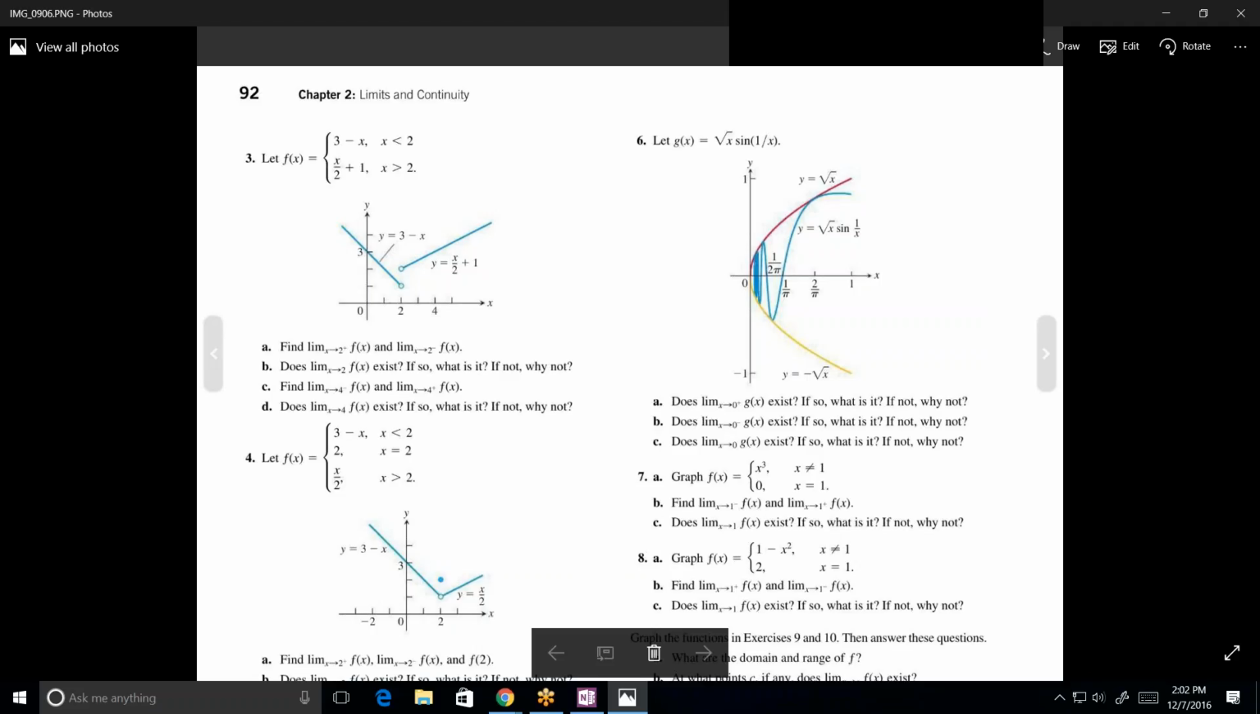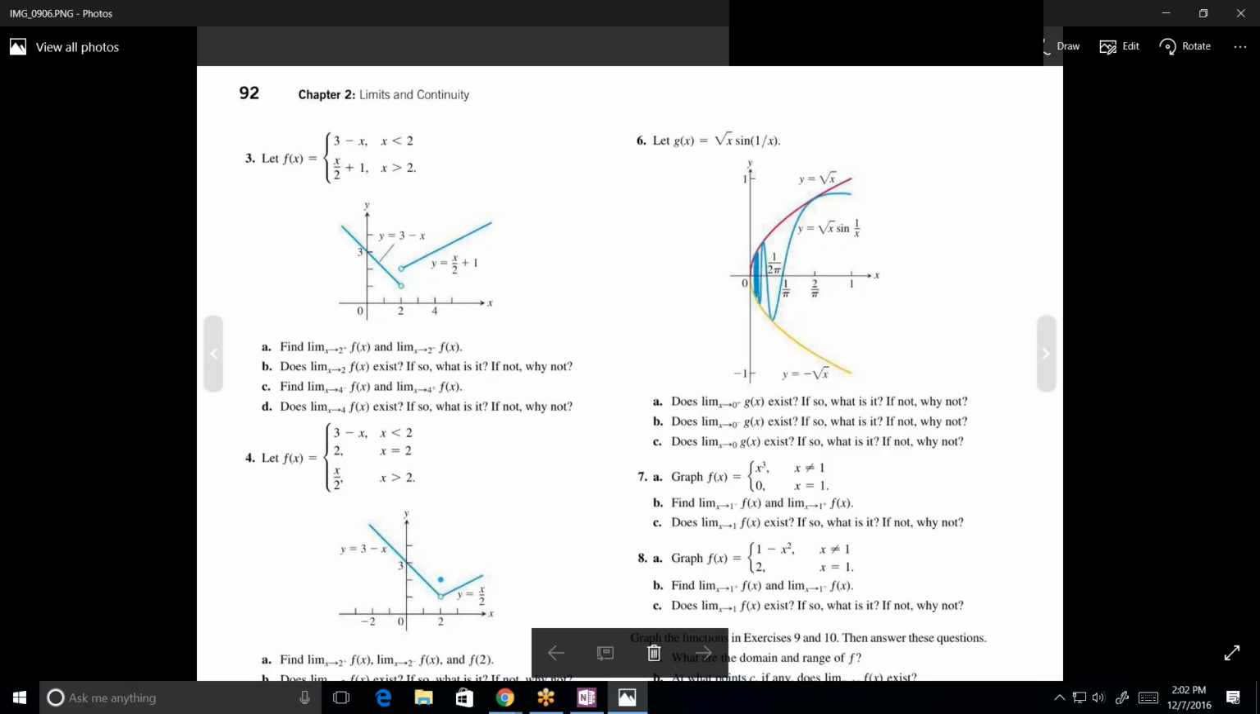So number A, find the limit as x approaches 2 from the right and the limit as x approaches 2 from the left. From the right, what is it? It looks like it's a 2. Correct. From the left, what is it? From the left, it's 1. Okay, number B. Does the limit of f of x exist as x approaches 2? No, because the left and right hand limits do not match.